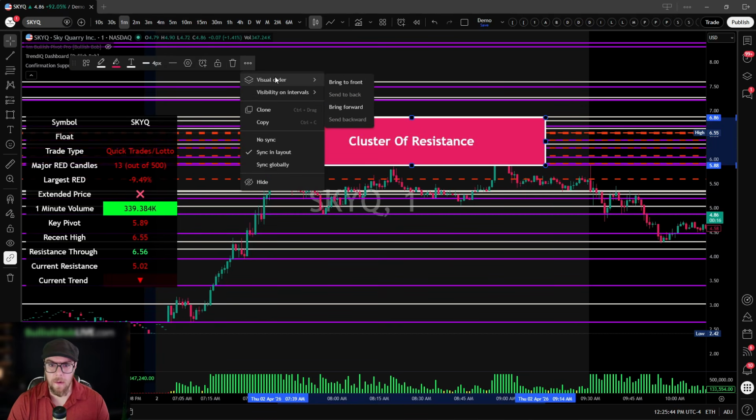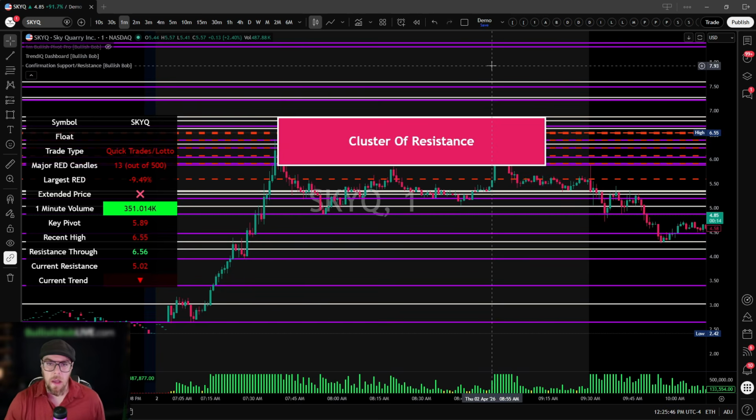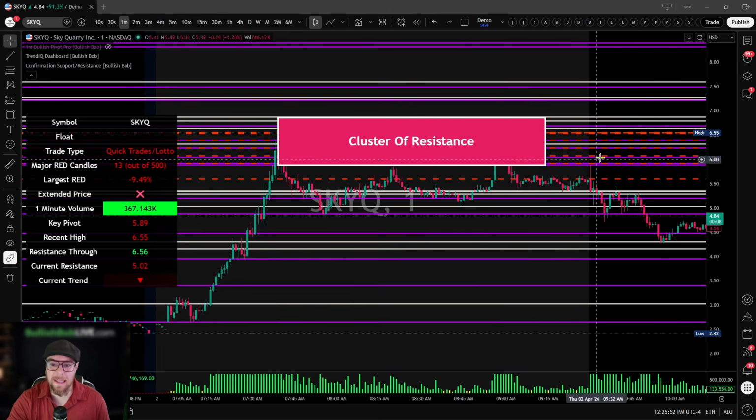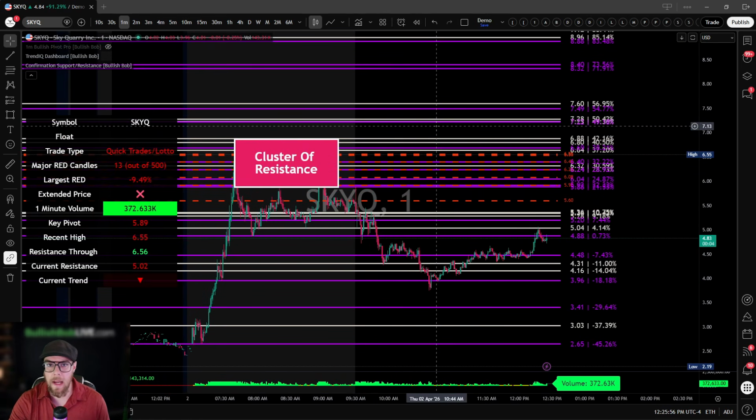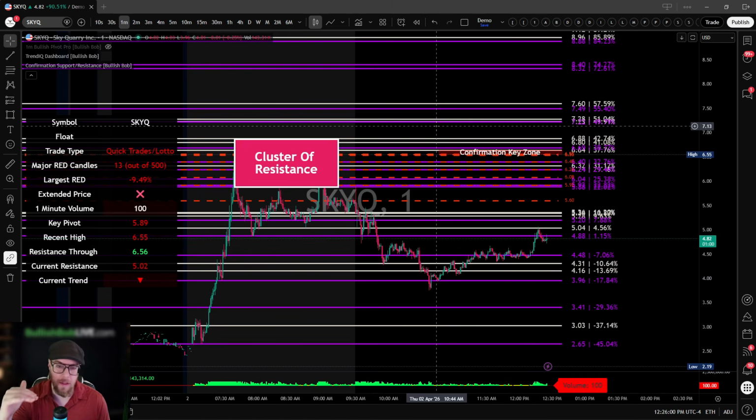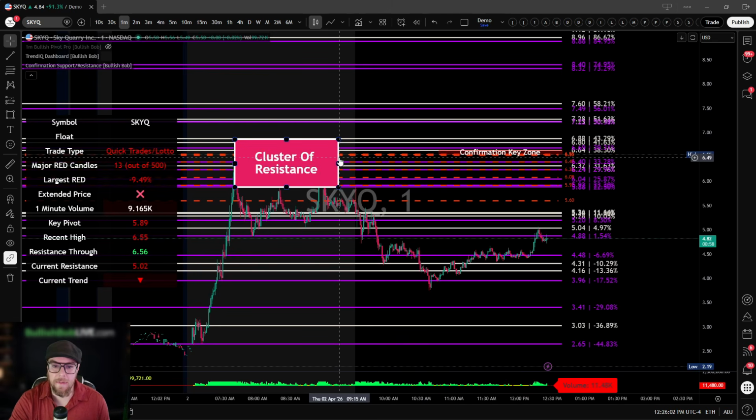And the reason for that is, I'll bring it to the front here. The reason for that is this cluster of resistance is basically just a congestion of resistance lines, resistance levels. These lines represent previous resistance levels that are now holding weight as possible current resistance levels, right? They're previous levels of interest. So what's happening is now we have this cluster of resistance here.